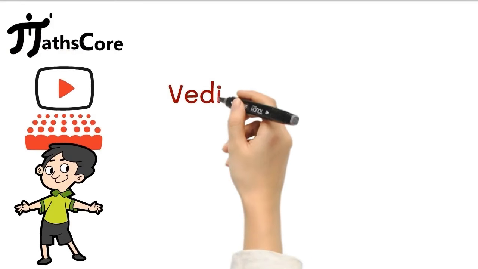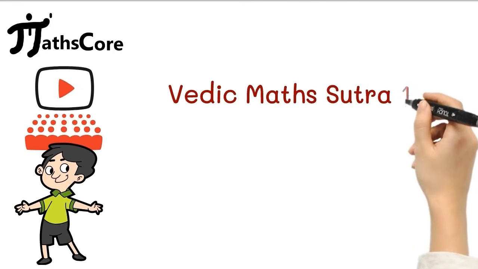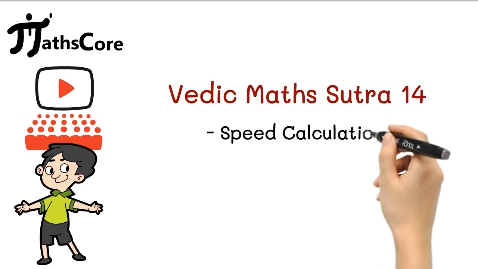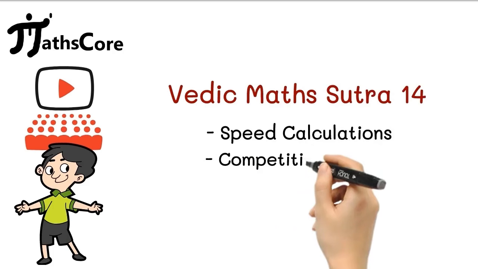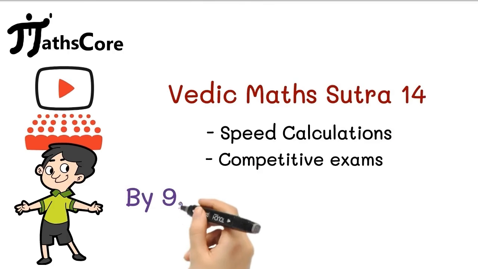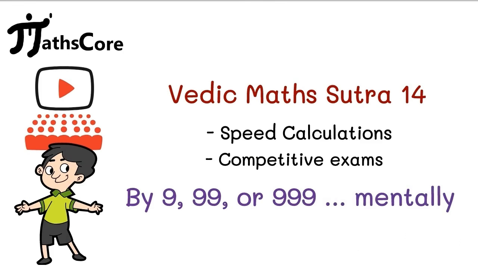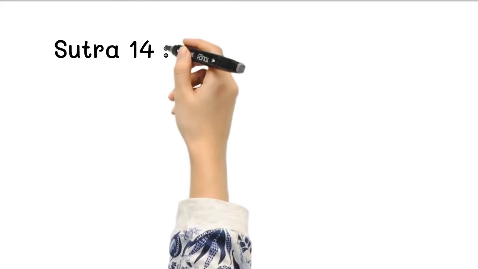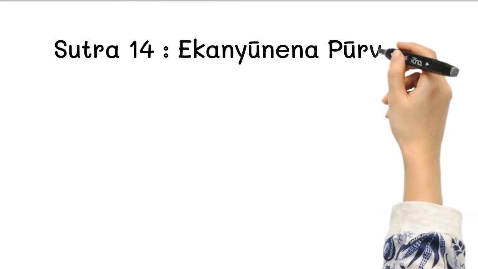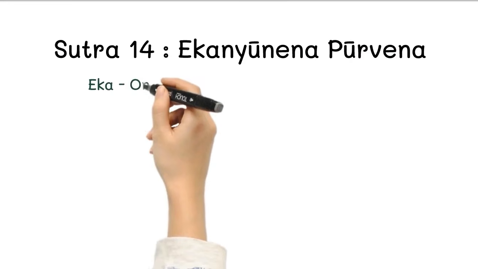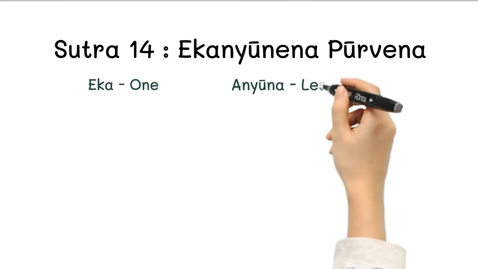Today, we're learning one of the most powerful Vedic Maths Sutras, especially useful for speed calculation and competitive exams. This sutra helps us multiply any number by 9, 99, or 999 mentally, in just seconds. Sutra 14, Ekanunina Purvina. Let's understand the meaning first. Eka means 1. Anayuna means less than.